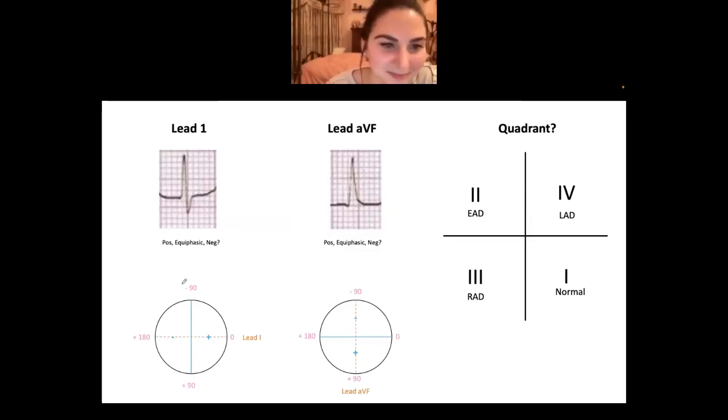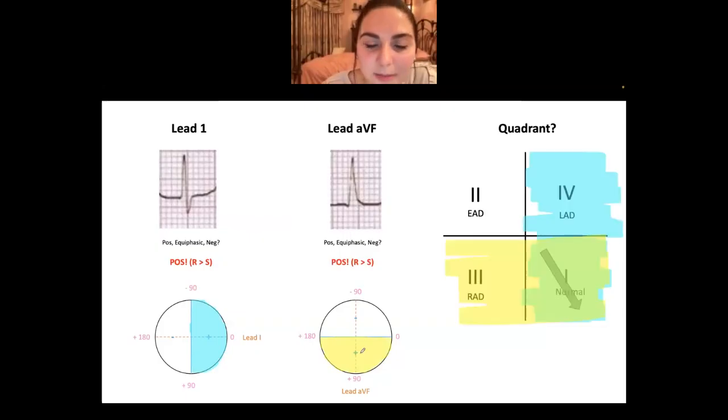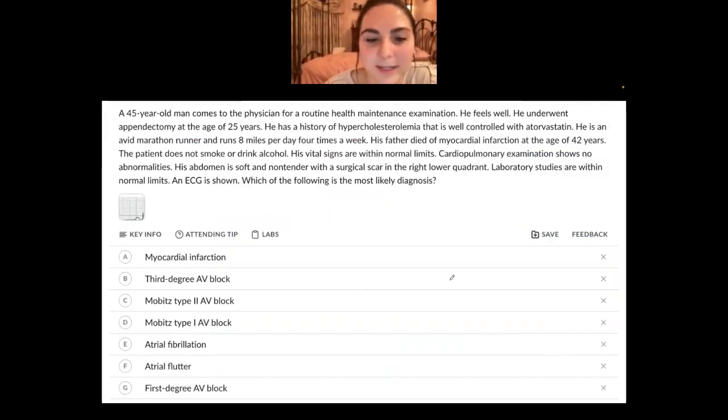Yeah, AVF. So you draw your little circle with the way that the lead normally goes, draw your perpendicular line, label it. This is positive, so we fill in the positive on this side. If we look at lead AVF here, remember that one's up and down, so we draw a perpendicular line and then positive, so that's going to be positive here, and then they overlap and it's right here. Great. All right, next question.